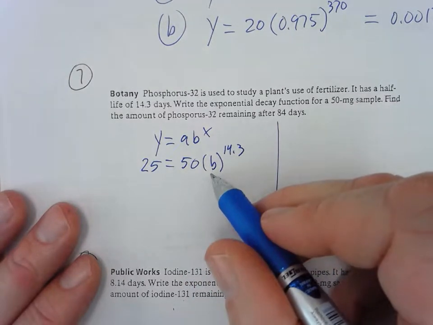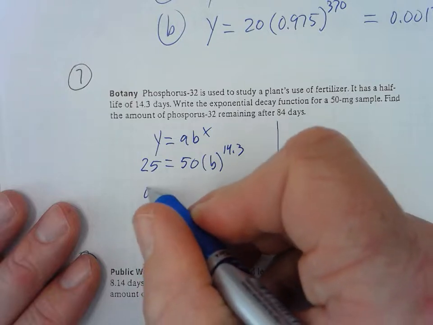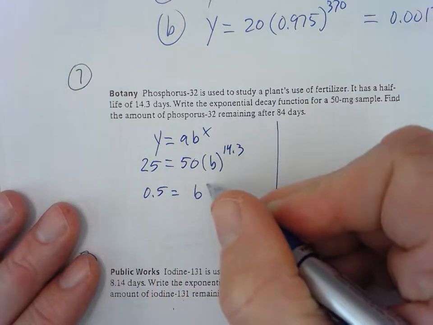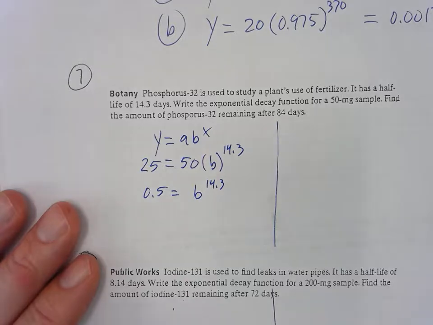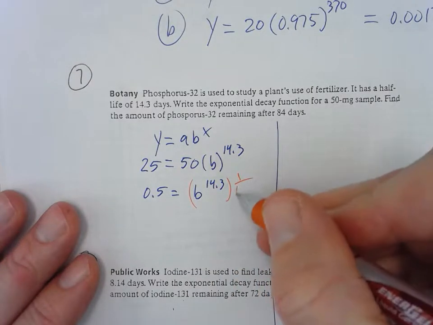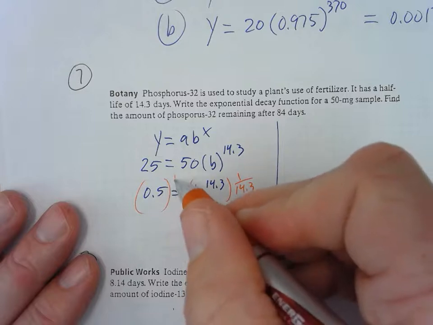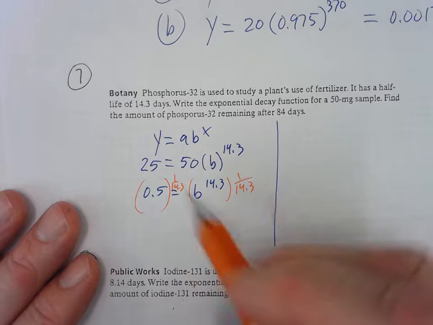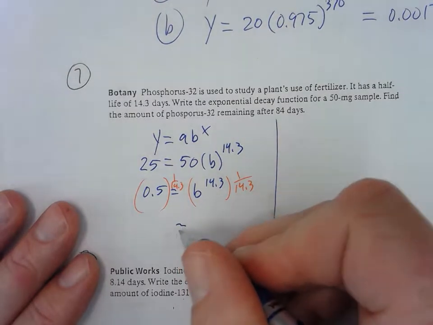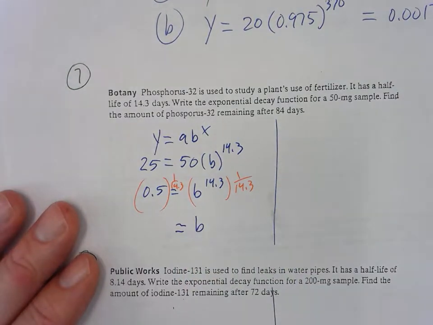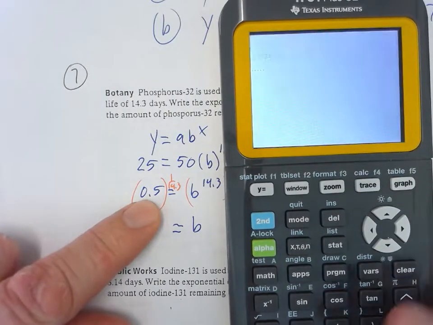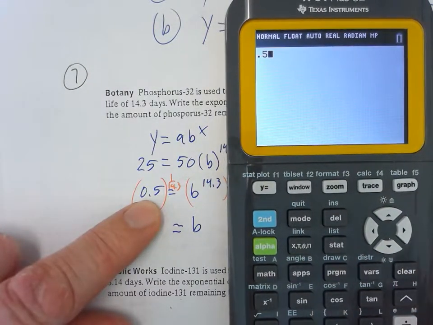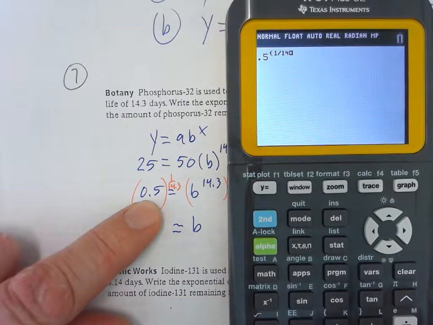So we're going to solve for B just like in the other problems. We divide the 50 over. That's going to give us a half, equals B to the 14.3. So we're going to do the opposite power here, 1 over 14.3. Alright, so this gets typed into the calculator. B is approximately equal to this half right here. So it's 0.5 to the power of 1 divided by 14.3.